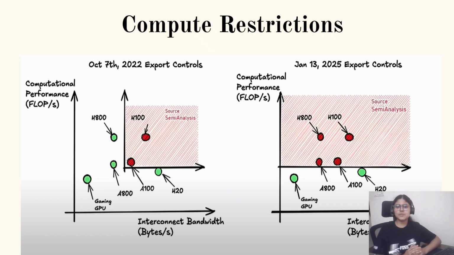There's a company called SemiAnalysis that does research about compute power, and they brought up what the laws were before 2022 and after 2025, after DeepSeek came out. It's surprising to see that they're able to achieve such great results with so little compute.